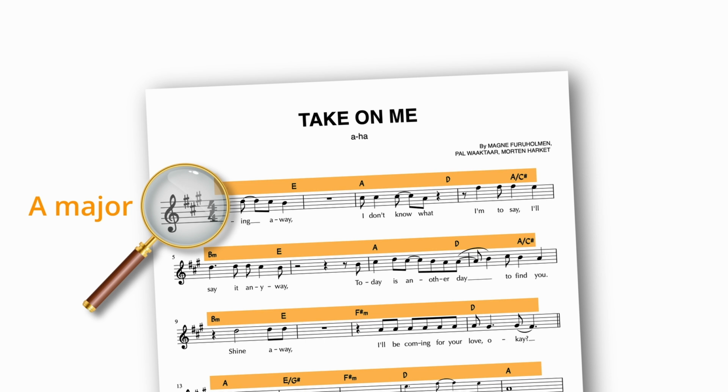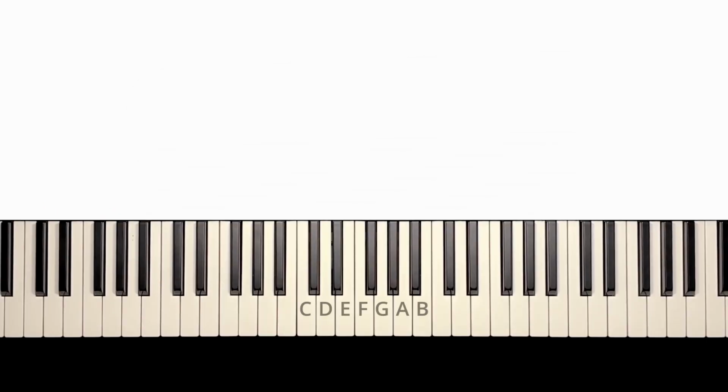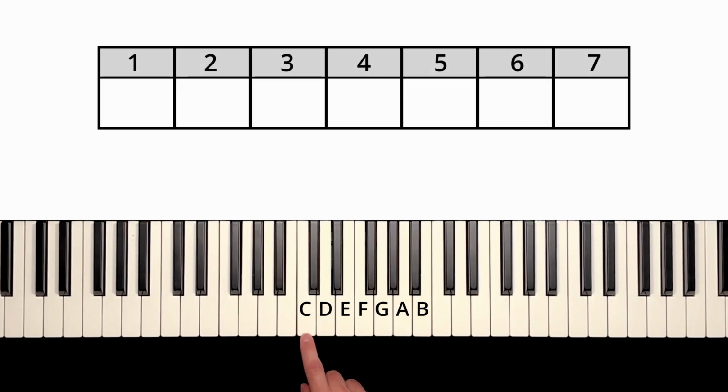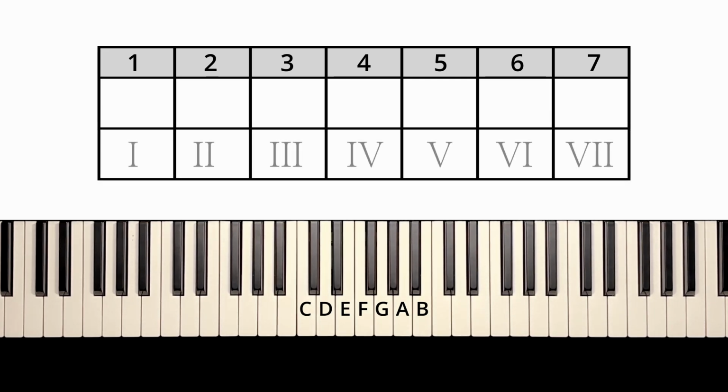To understand this, let's take a look at the chords that appear naturally in our C major scale. Since our scale consists of 7 notes, we can build 7 different chords, and we use Roman numerals to indicate their harmonic functions.